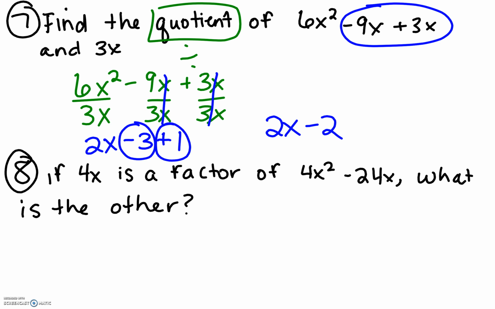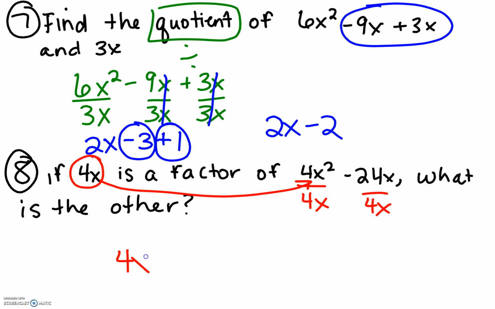For 8, if 4x is a factor of 4x squared minus 24x, what is the other? So we are told that 4x goes into 4x squared minus 24x. So I'm going to take that and factor out a 4x. So 4 over 4 is 1. x squared over x, we're left with an x. Negative 24 over 4 is a negative 6, and x over x cancels out.